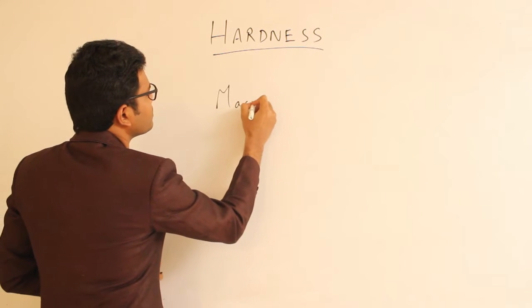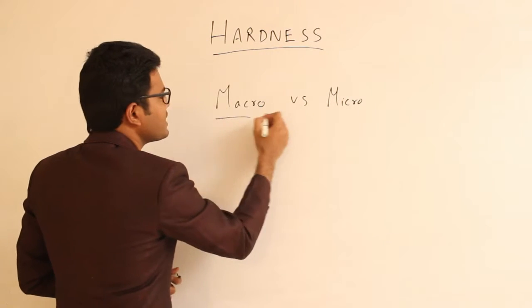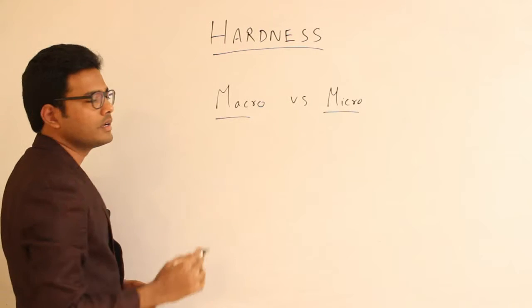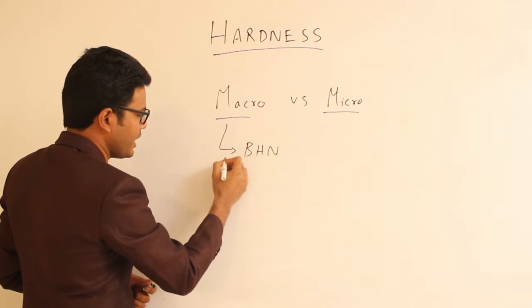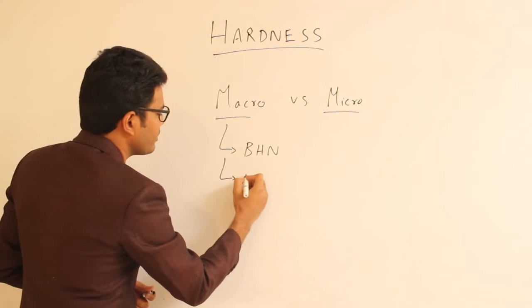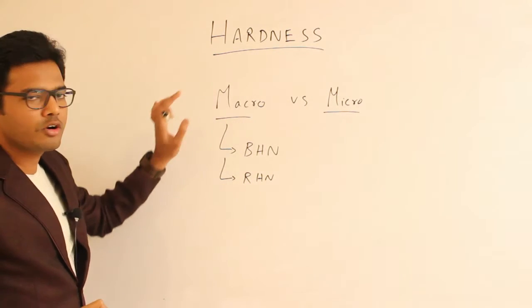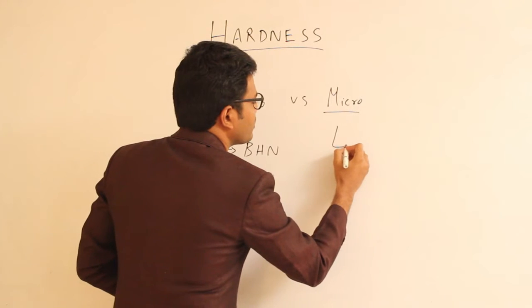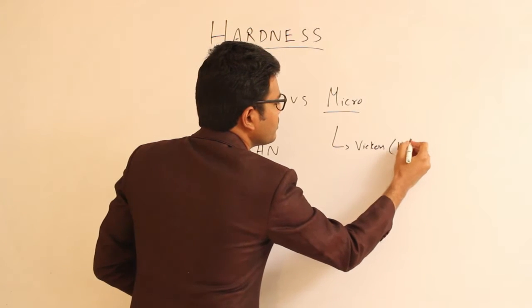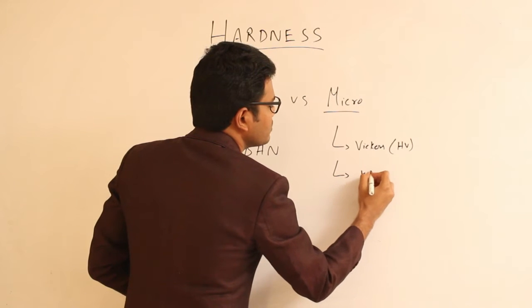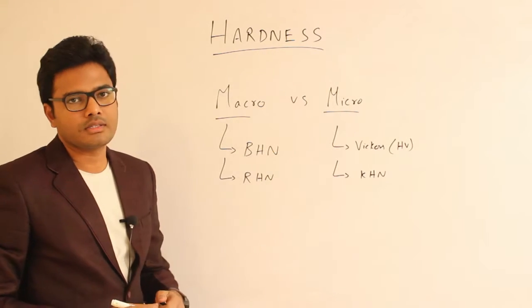First let's see the examples of macro hardness as well as micro hardness tests. In macro hardness tests we have Brinell Hardness, which is represented as BHN, Brinell Hardness number, and Rockwell Hardness number. So both Brinell and Rockwell come under macro hardness, whereas Vickers Hardness, which is represented as HV, and Knoop Hardness, which is represented as KHN, both come under micro hardness.